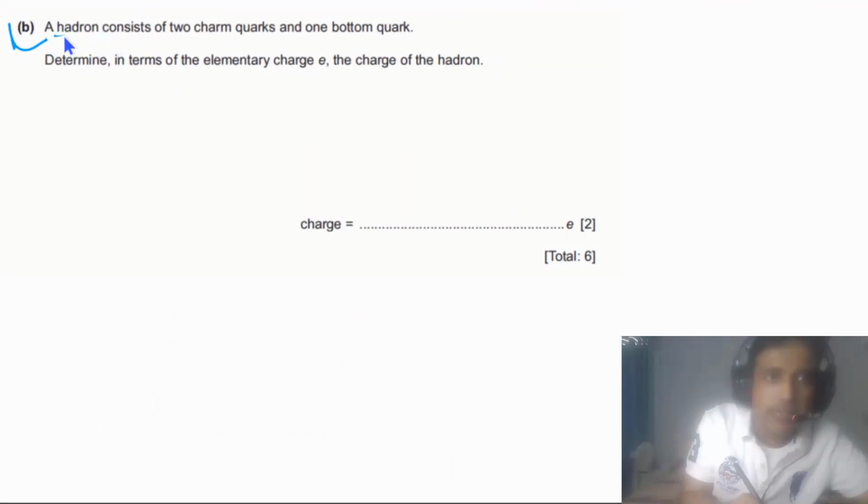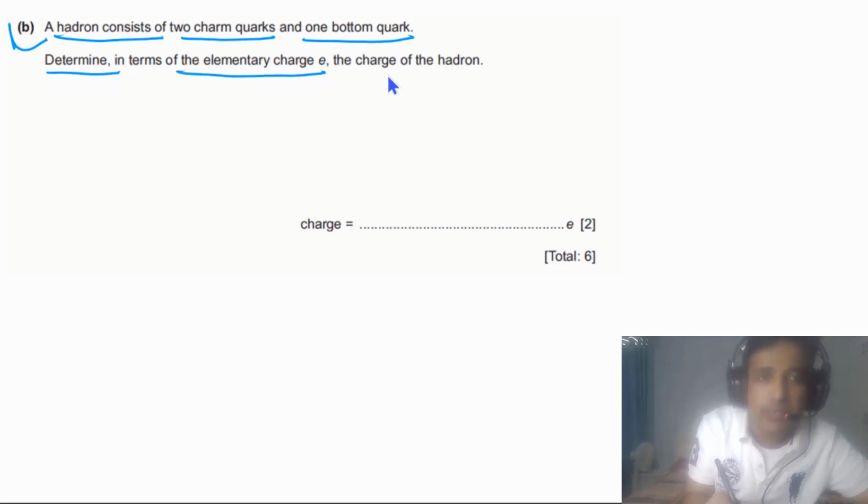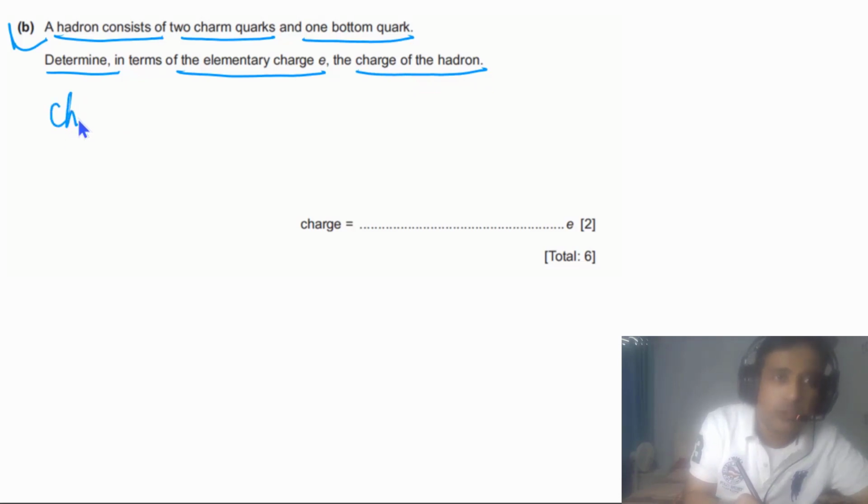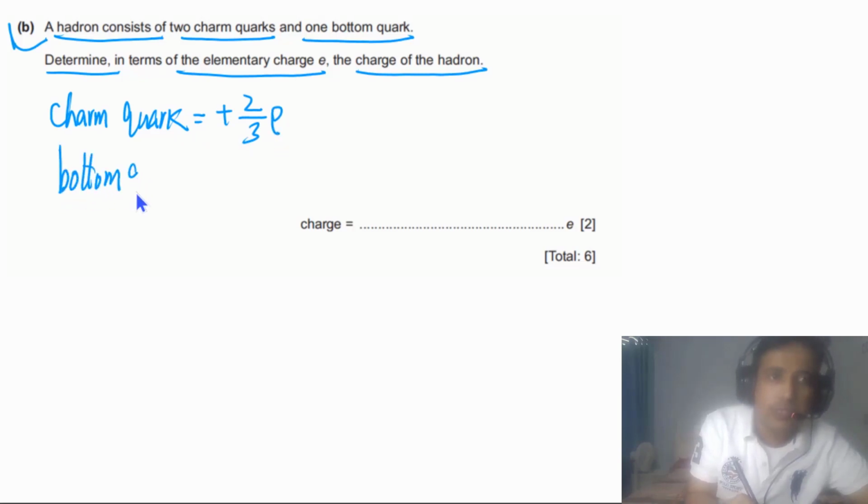Part B says a hadron consists of 2 charm quarks and 1 bottom quark. Determine in terms of the elementary charge small e the charge of the hadron. So first of all, we need to understand the charge on the charm quark. Charge on charm quark is plus 2 by 3e, and charge on bottom quark is minus 1 over 3e.